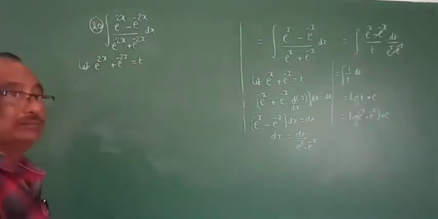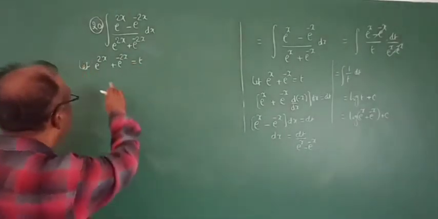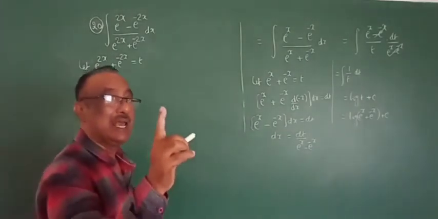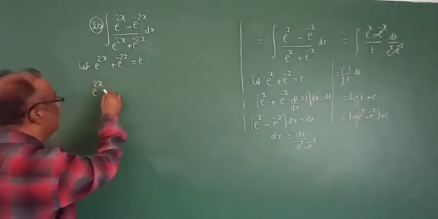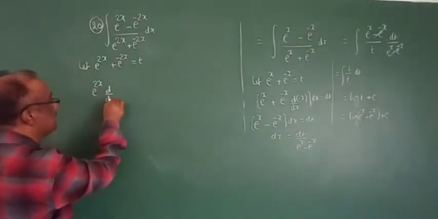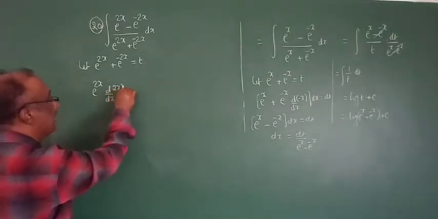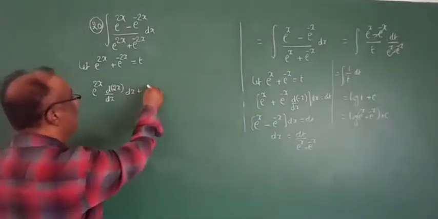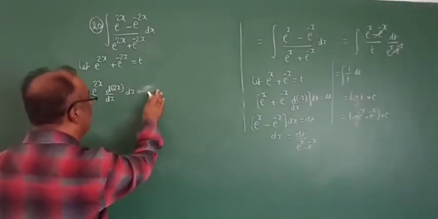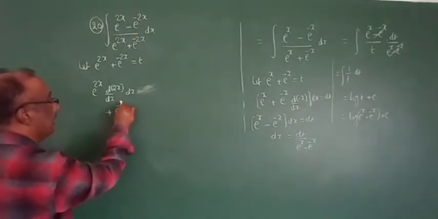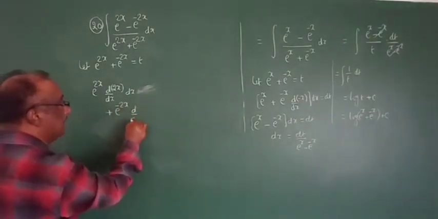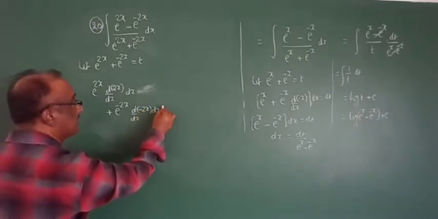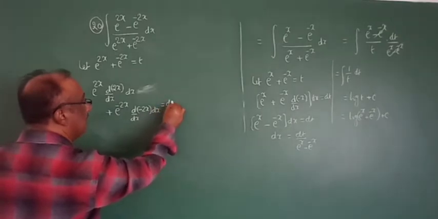Apply the derivative. E power of 2x derivative with respect to x: single x, e power of 2x derivative is e power of 2x, and the derivative of 2x is 2, itself derivative is dx. Okay? E power of minus 2x derivative is e power of minus 2x, with d by dx of minus 2x by chain rule. Itself derivative is dx, equal to t derivative is dt.